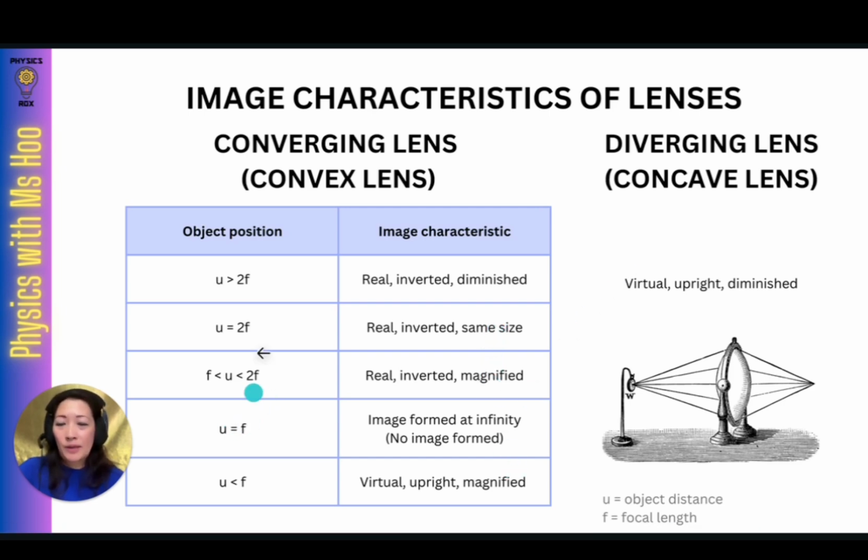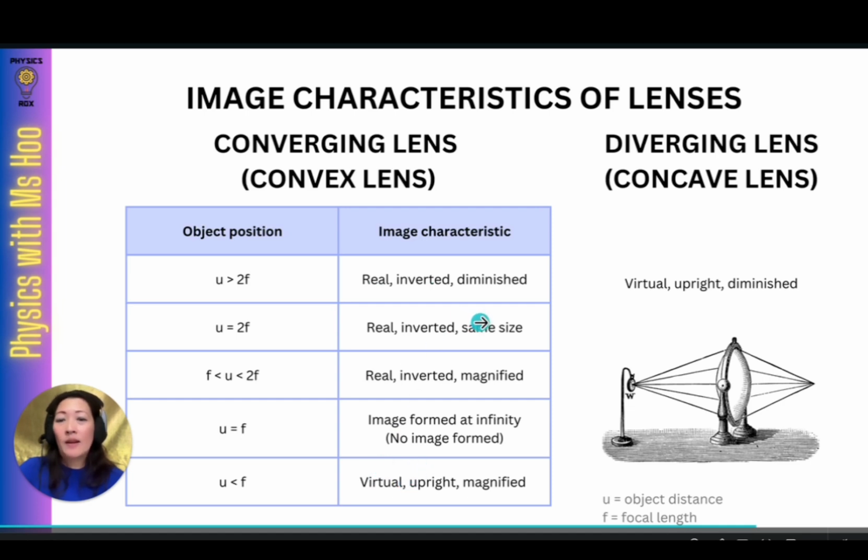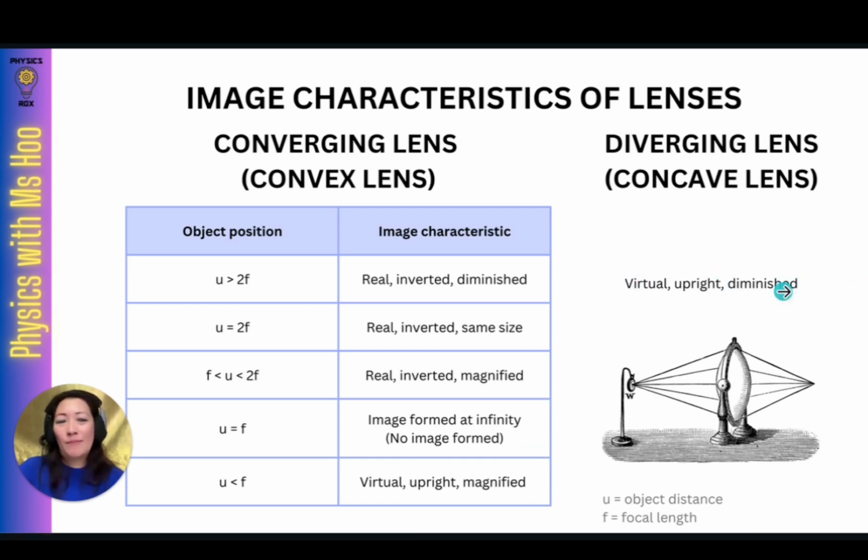Just remember that beyond F, you get real inverted, and when it's much closer, you get virtual upright. At 2F, you get same size, so beyond that, it's diminished, and closer than that, it's magnified. For diverging, very easy: virtual upright diminished. One of the ways you can remember this is to remember very ugly donkey, VUD. So for a diverging lens, you have a very ugly donkey: virtual upright diminished. Now this donkey is very cute, but I couldn't find an image of an ugly donkey, and I don't think you want to see one anyway.